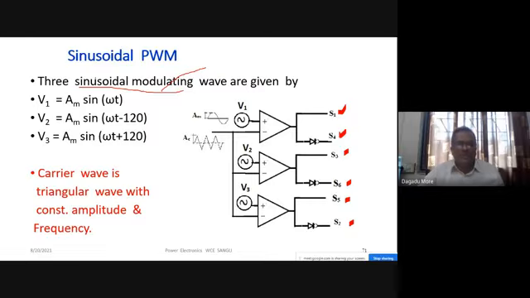So first, we need three modulating waves, or three sinusoidal waves, having a phase shift of 120 degrees. These are V1, V2 and V3, three sinusoidal modulating waves. Here AM is the peak amplitude of the modulating wave: V1 is AM sine omega t, then AM sine of omega t minus 120, and AM sine of omega t plus 120.